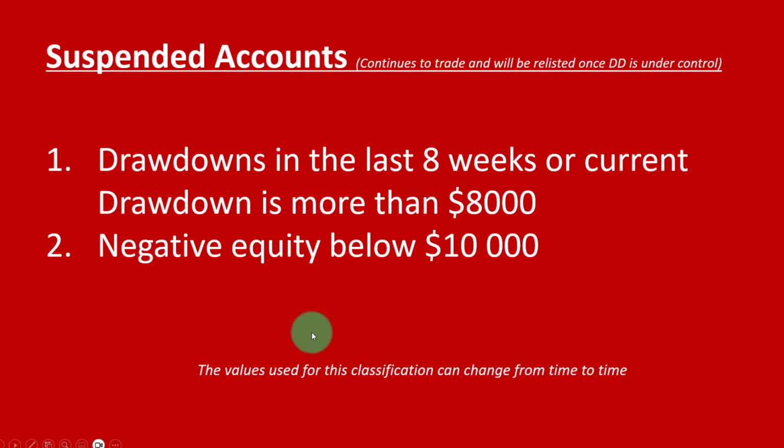Then suspended accounts are the battling accounts, and those are the ones with drawdowns in the last 8 weeks or current drawdowns of more than $8,000, and the ones with negative equity below $10,000. Now, the values for these classifications might change from time to time, but this is the general guide that we'll use. As I said, suspended accounts will continue to trade and will be relisted. They could actually go back onto the list once the drawdowns are under control.